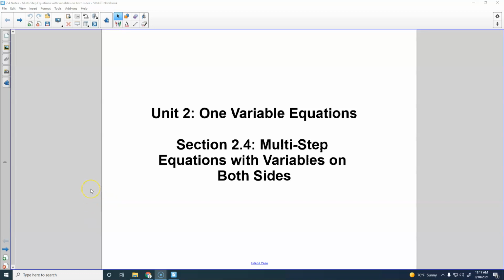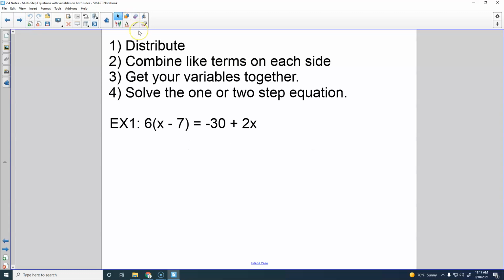Okay, so variables on both sides. Yesterday we wrote down these steps, but I told you to skip the third one because we were skipping over it for right now. So today I want you to add that in.